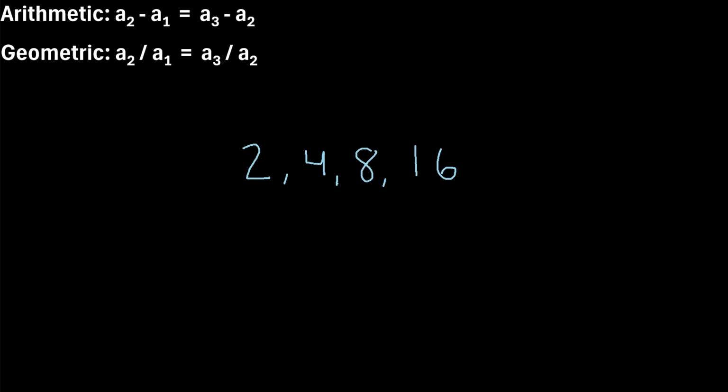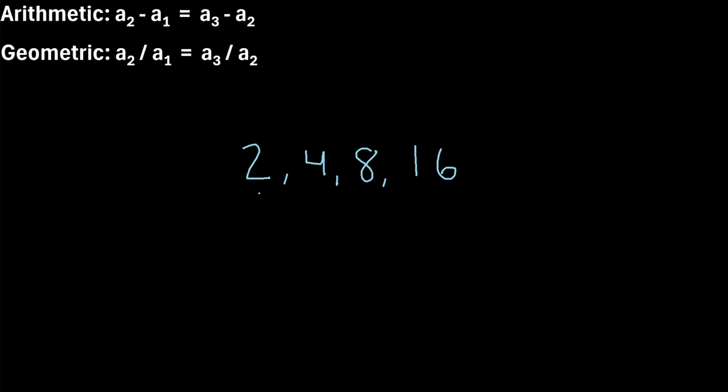In this video, we will talk about how to determine if a sequence is arithmetic or geometric. There are two rules of thumb we can use. We say that a sequence is arithmetic if the term a2 minus a1 is equal to the term a3 minus a2. And we say that a sequence is geometric if the term a2 divided by a1 is equal to a3 divided by a2. So let's work through a couple examples of how to actually use these formulas in practice.